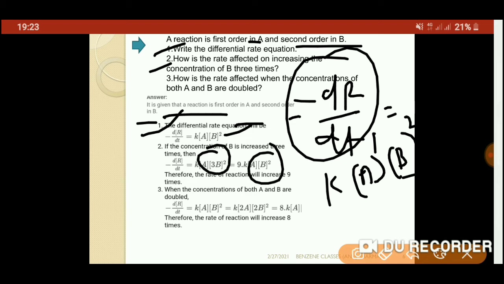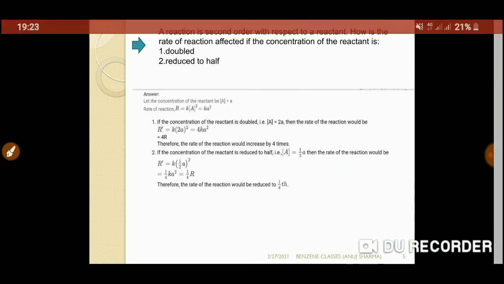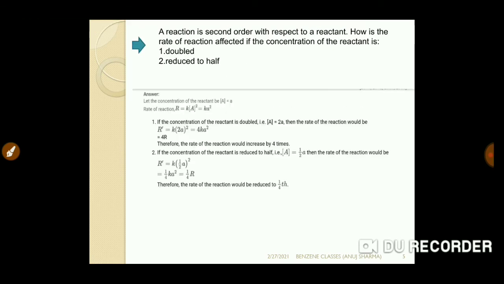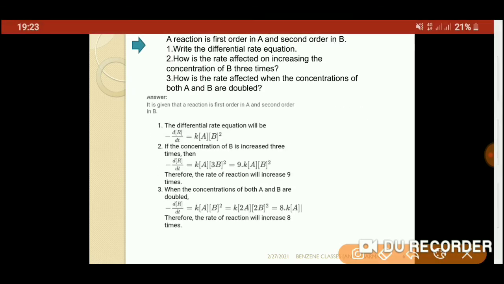equals 9B square. So 9 comes out first, you can check. So guys, you can see that 9 comes first. Therefore the condition will be minus dR upon dt equal to 9 into k [A] [B] square. So therefore the rate of reaction will be increased 9 times.